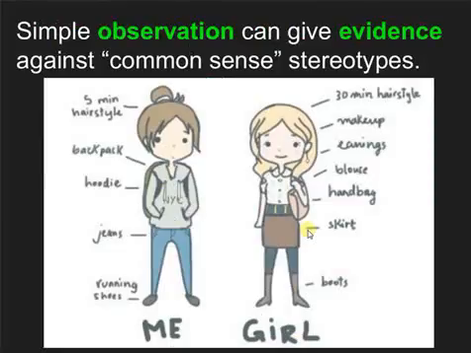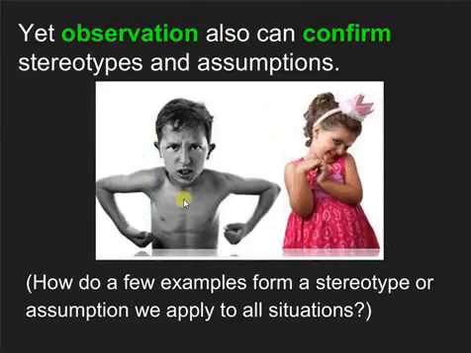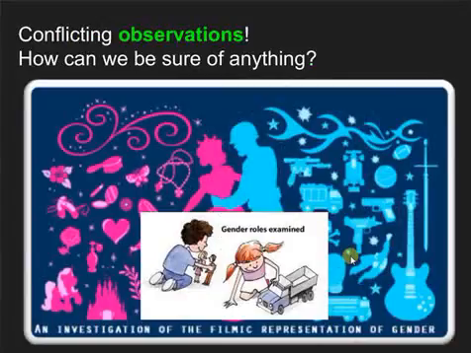Simple observations of the people around us can give evidence against such stereotypes. You or someone you know probably doesn't feel like a traditional man or woman in every way. Yet observations can also confirm some stereotypes, as we see boys and girls who do seem to fulfill these roles. With such limited experience and such a variety of people, can we say anything for sure?